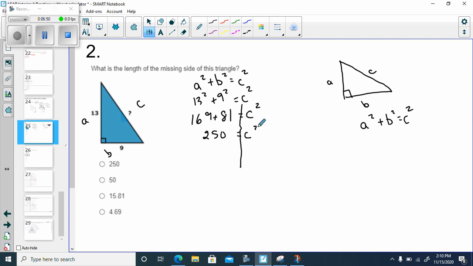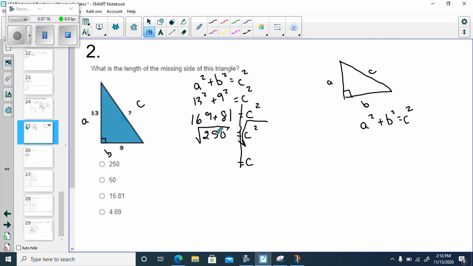It's obvious that this side's not 250. That's much bigger than these two. We're looking for C, not C squared. The opposite of squaring something, to get this as just C, I would take the square root. And what I do to one side of an equal sign, I always do to the other. The square root of C squared is C. See, that's what we're looking for. Now let's find the square root of 250.